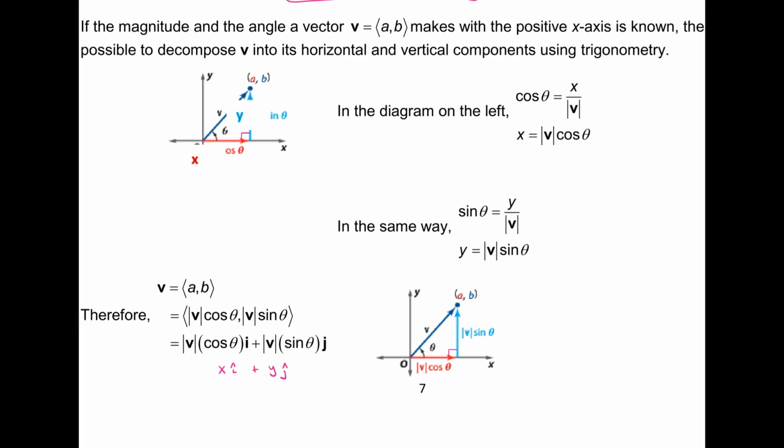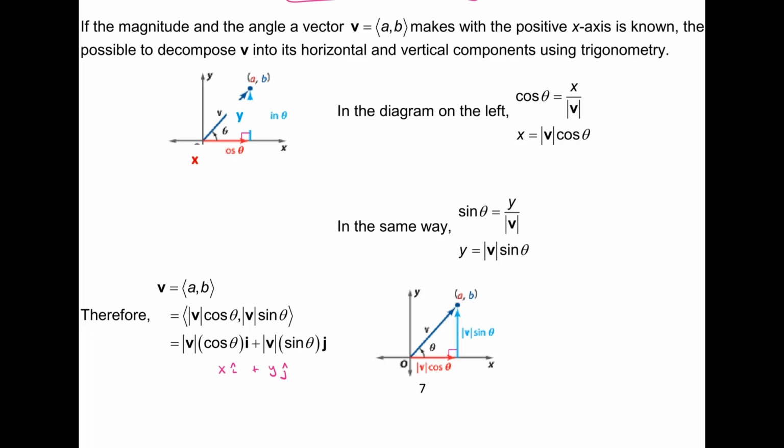If the magnitude and angle of a vector v with the positive x-axis is known, meaning I have a vector right here and I know the angle, if the angle's at the x-axis, that's all it means, then we can decompose the vector into its horizontal and vertical components. Instead of having one vector, I can say, here's the x component, here's the y component, and then I can use it. So this is more or less what we've been doing.